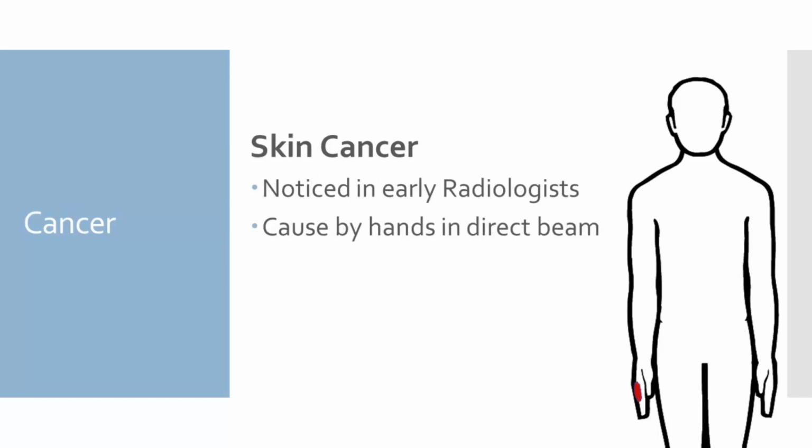Skin cancer was another common diagnosis for early pioneers in radiology. Hands and forearms that were in the direct beam of radiation often resulted in radiodermatitis that in some cases led to cancerous skin lesions. The latency period for skin cancer is 5 to 10 years. Skin cancer incidence demonstrates a nonlinear threshold dose response.